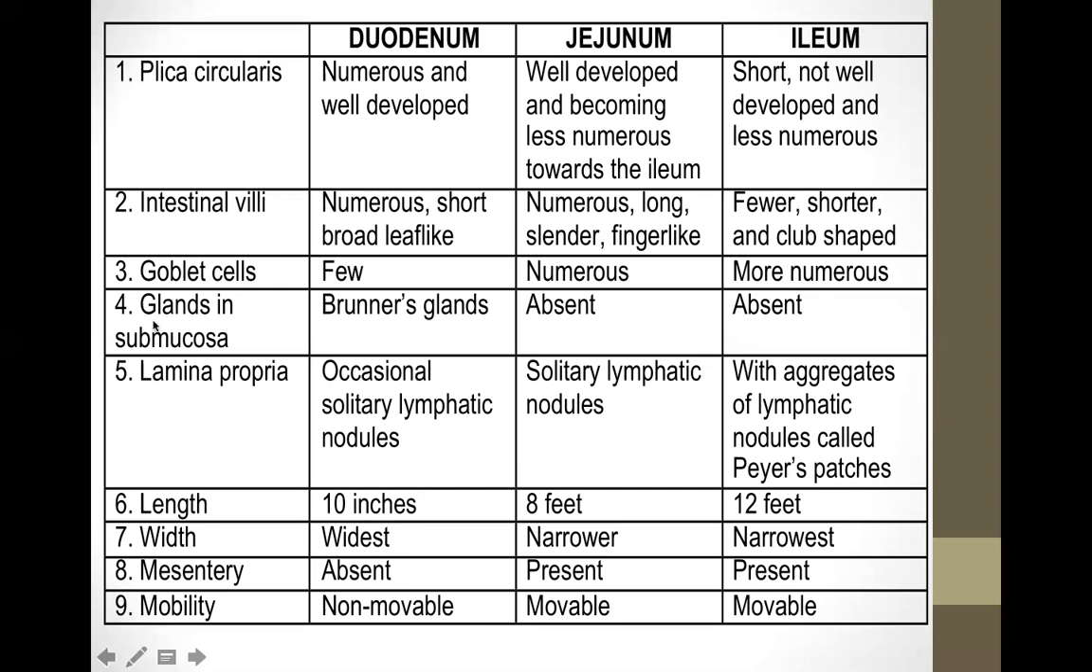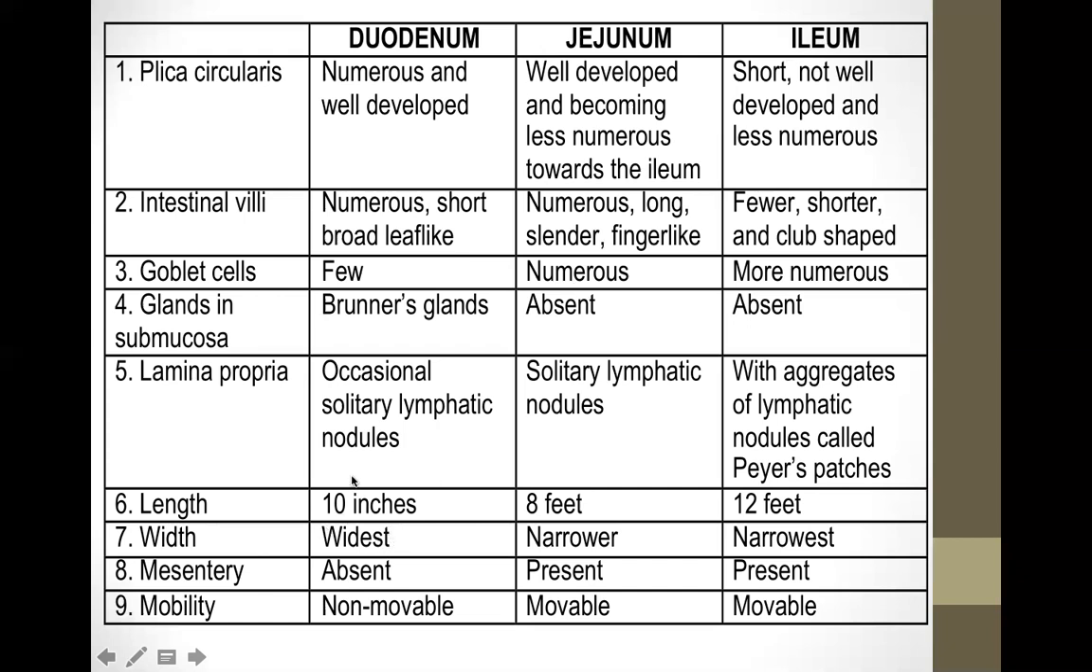The glands in the submucosa, Brunner's glands, are only found in the duodenum. There are no other glands in the submucosa. In the lamina propria, there are lymphatic nodules found in the duodenum and jejunum, but the Peyer's patches, the aggregates of lymphatic nodules, are only found in the ileum. You know this since prelims, that the Peyer's patches are found in the lamina propria of the ileum.